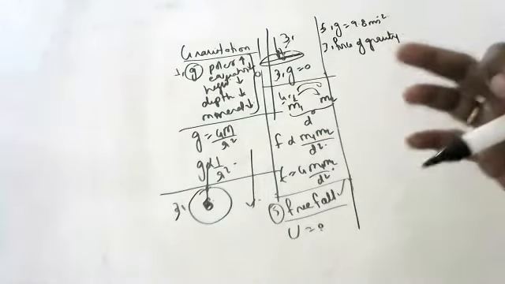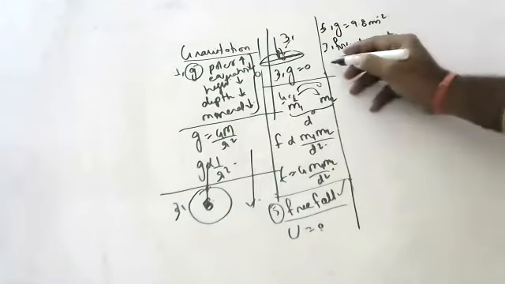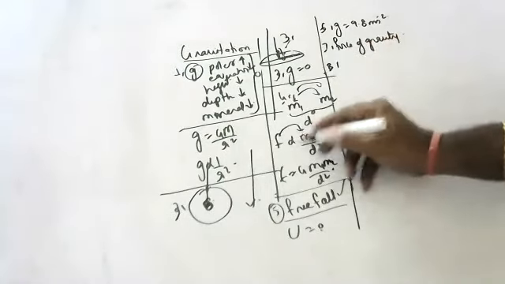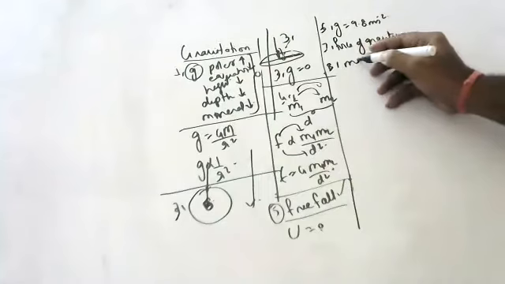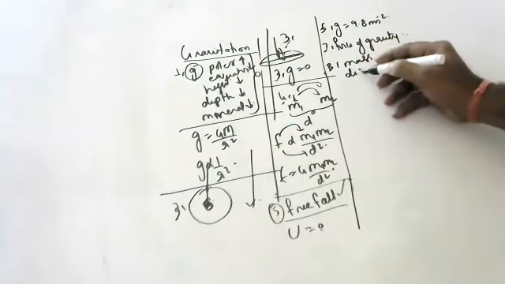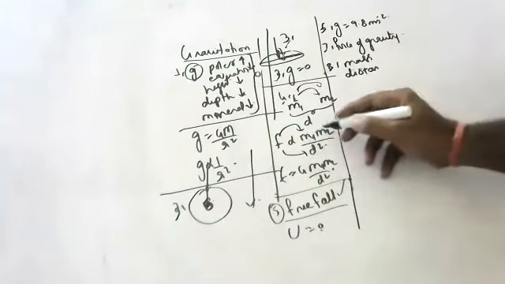State two factors on which gravitational force depends. On mass and distance. On mass and distance between them.